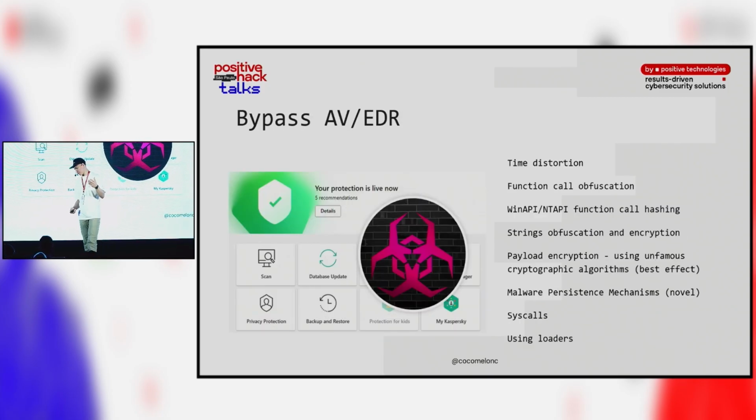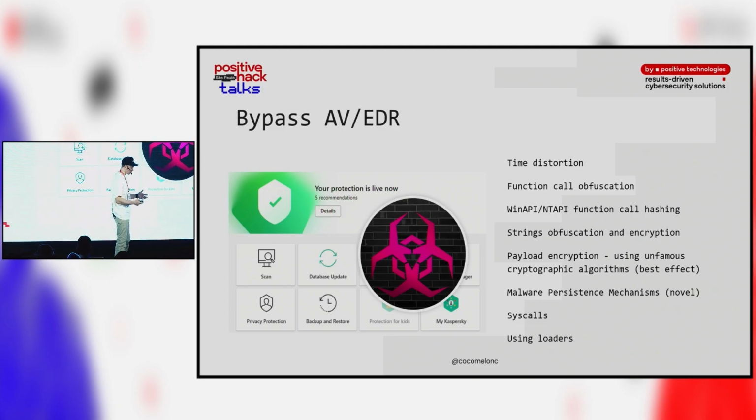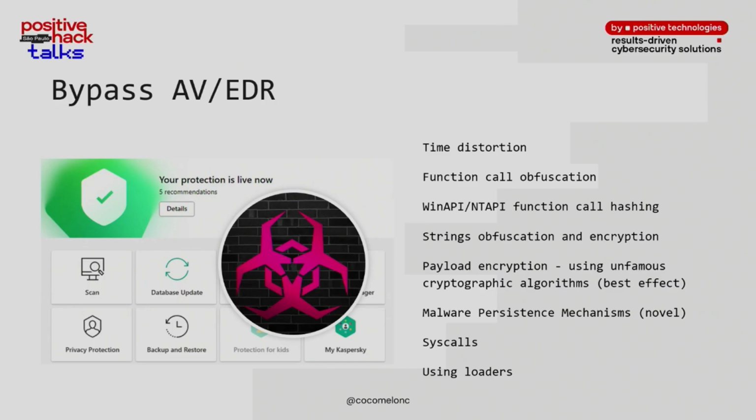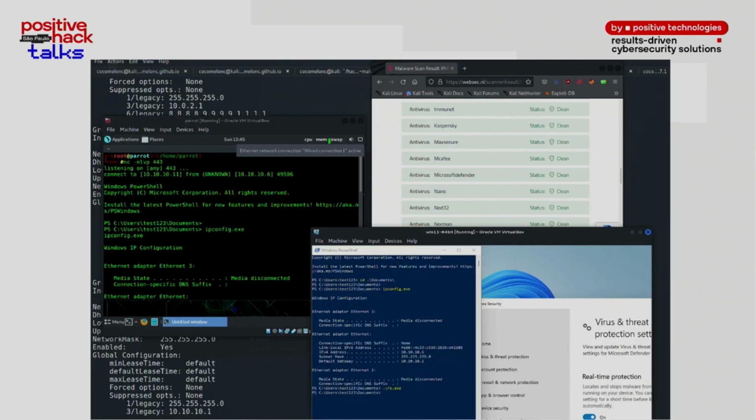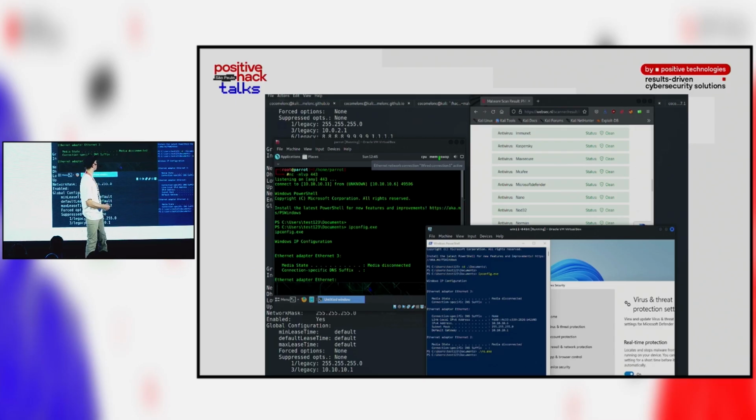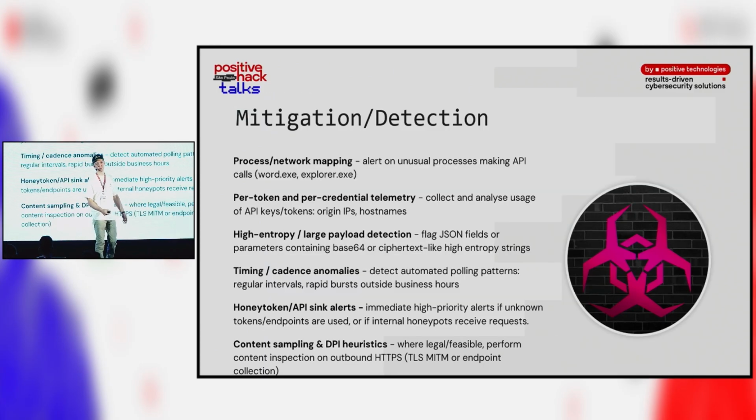And of course, even in this case, if you have some security solutions, if you combine this trick with different tricks like time distortion, function call obfuscation, encrypting all strings, encrypting payloads, everything, you just easily bypass most of the EDRs, most of the antivirus solutions. You can bypass Microsoft Defender, Kaspersky, NOD32, everything. It's like fully undetectable.